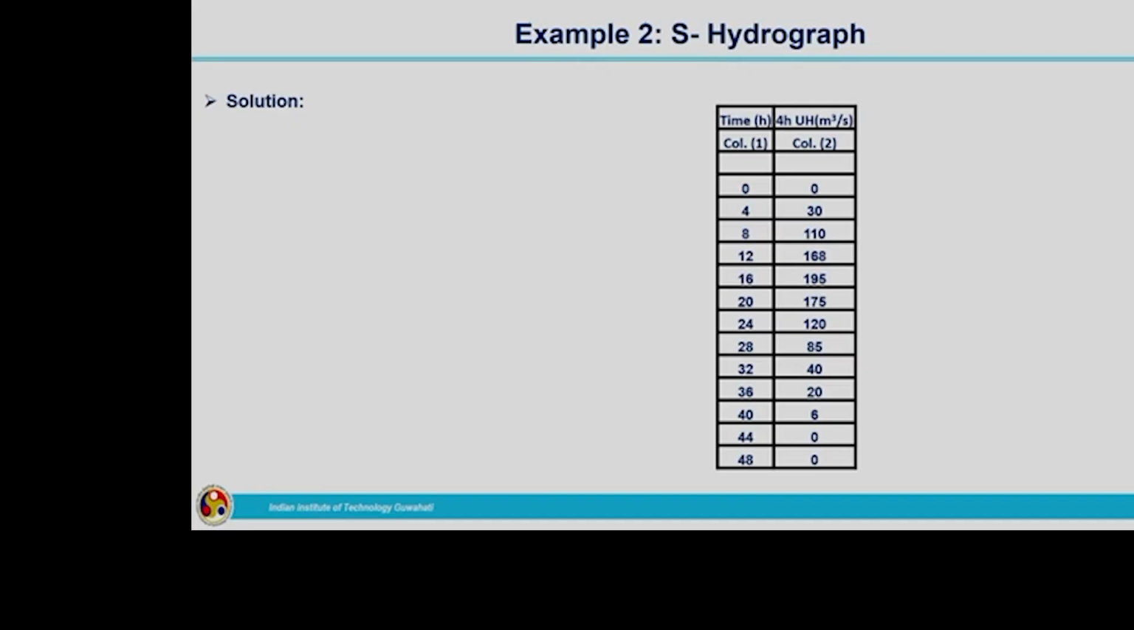First, we need to revisit the concept related to S hydrograph. S hydrograph is obtained by summing D-hour unit hydrographs with a lag of D hours. We have the D-hour unit hydrograph, and we will be lagging the unit hydrograph by D hours. So many unit hydrographs will be lagged and after that we will be summing up the ordinates to get the S hydrograph. Here we have the 4-hour unit hydrograph, so we will be lagging that by 4 hours for producing the S hydrograph.